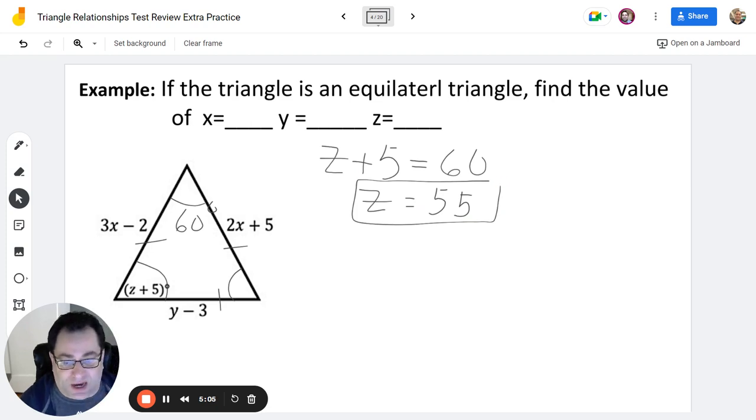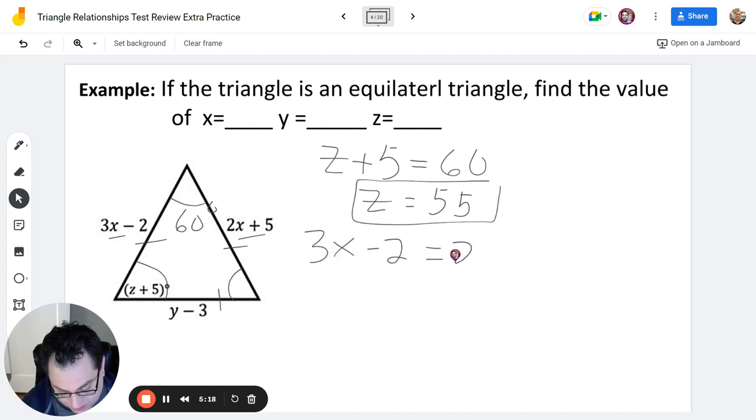Now I have three sides. Two of them have an x, and one of them has a y. So let's evaluate x next. So in this case, it's going to be 3x minus 2 equal to 2x plus 5. We have 3x minus 2x is going to be 1x, and 5 plus 2 is 7. So we now evaluated x.